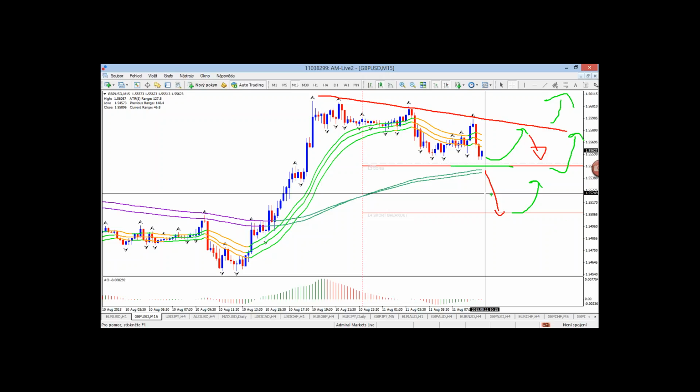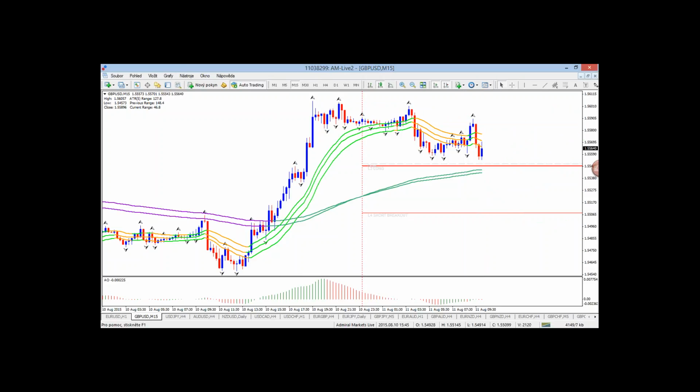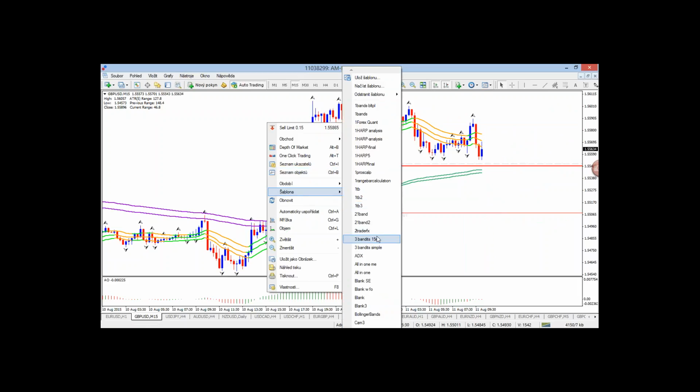So 155.50, 155, and this 155.90, those seem to be pretty key levels. Okay, back to the blank chart here.